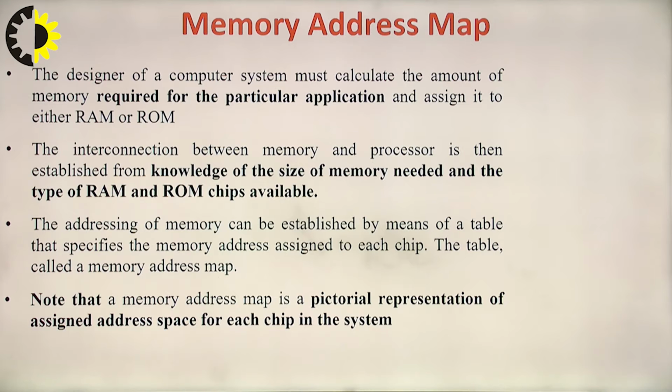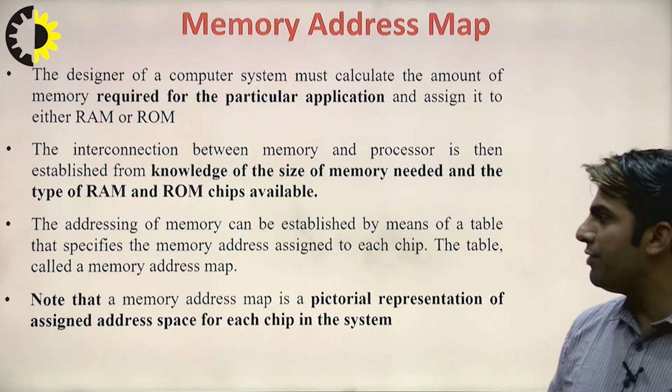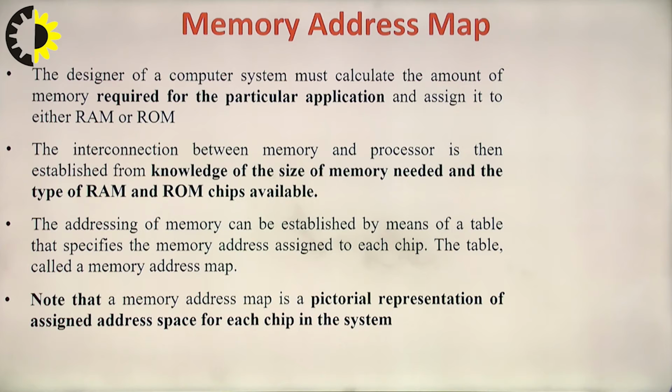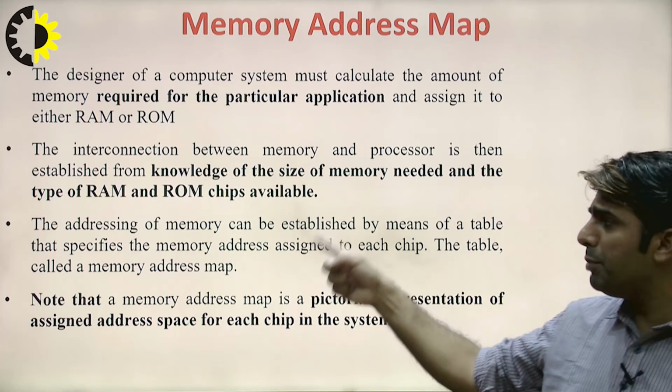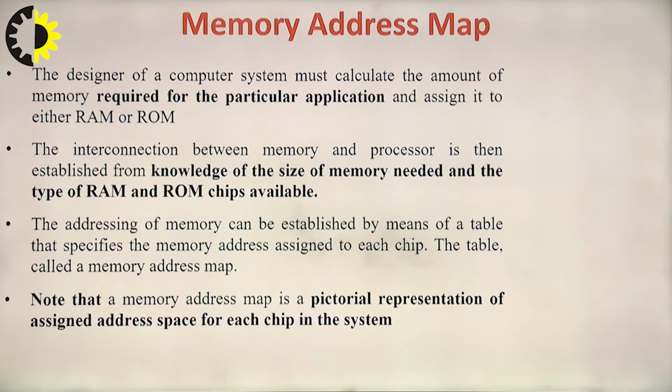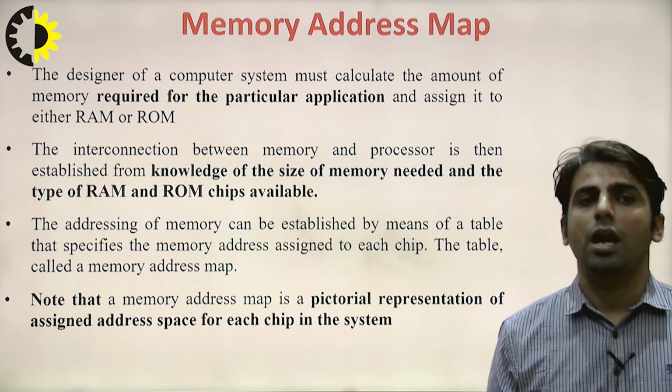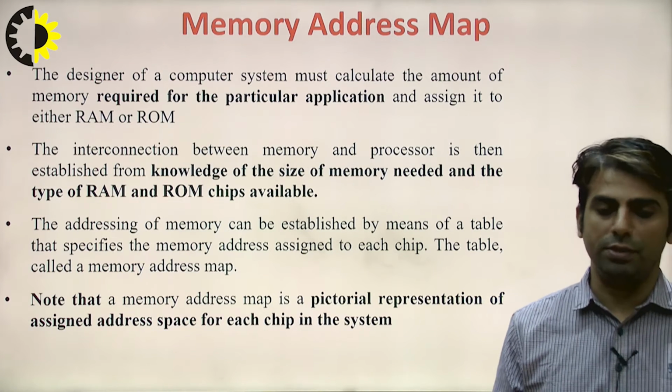Addressing of memory can be established by means of a table that specifies the memory address assigned to each chip, the table called a memory address map. That is our memory address map. That is basically explaining what is the purpose of our memory address map. Memory address map is a pictorial representation of the assigned address space for each chip in the system.